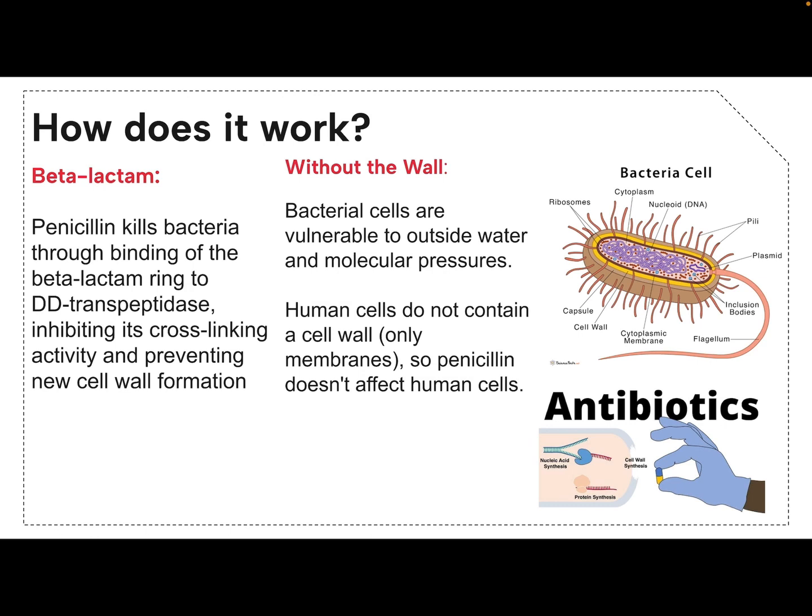Expanding more on how beta-lactam and penicillin works, it is able to kill bacteria by using its beta-lactam ring to bind to the DD transpeptidase, which is what makes up cell walls, and then after binding with it, it is able to inhibit the cross-linking activity and overall prevent new cell wall formation. Without a cell wall, bacterial cells are vulnerable to outside water and molecule pressure, meaning that they die off almost instantly. Human cells, though, don't contain a cell wall, only membranes, so penicillin isn't able to affect human cells, which is why it's safe for humans to use in the first place.